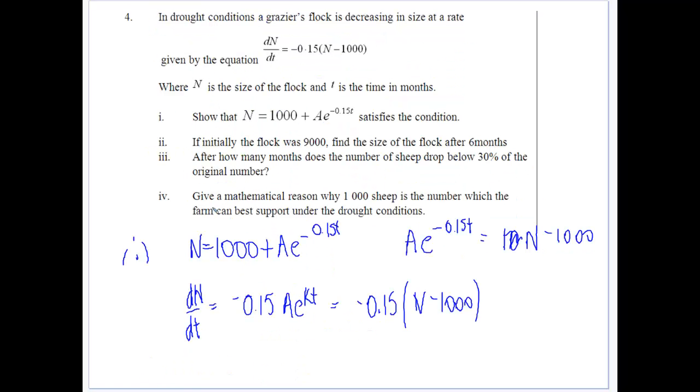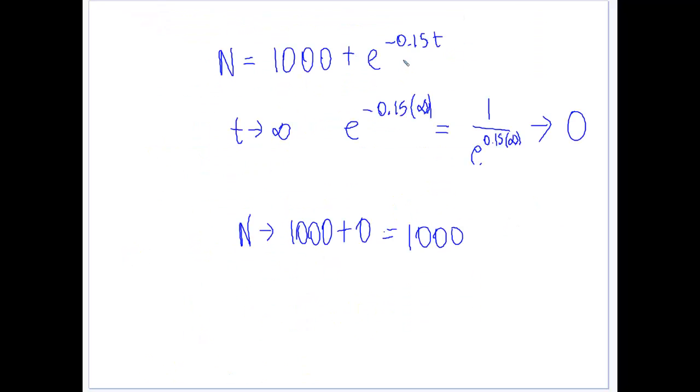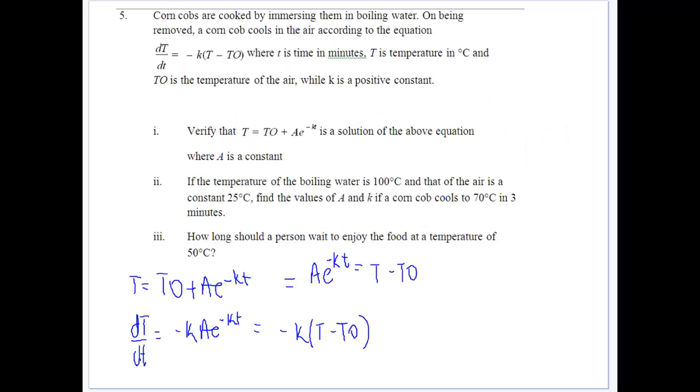And the last part of the problem: give a mathematical reason why 1,000 sheep is the number at which the farm can best support the drought conditions. So as time approaches infinity, if the conditions stay the way they are, as we keep going to infinity, 0.5 times infinity still gets pretty large, so e to the minus 0.5t is going to be approaching zero. So the exponential part approaches zero, so n must approach 1,000 plus zero, which is 1,000. So that's where we get the idea of the 1,000 there.